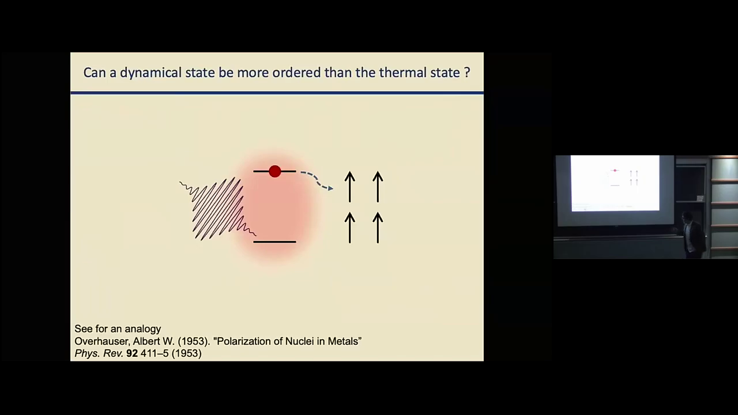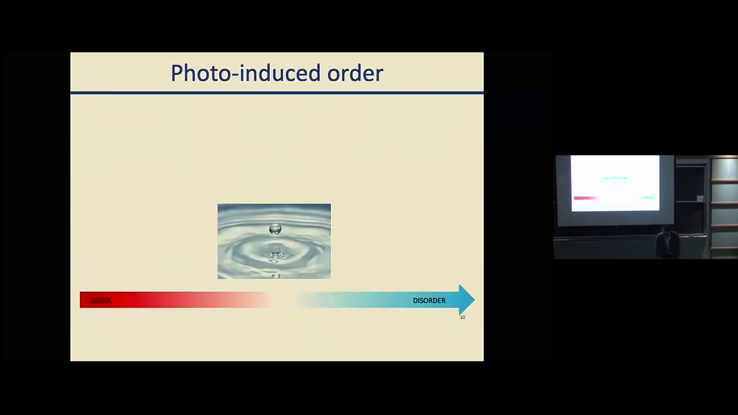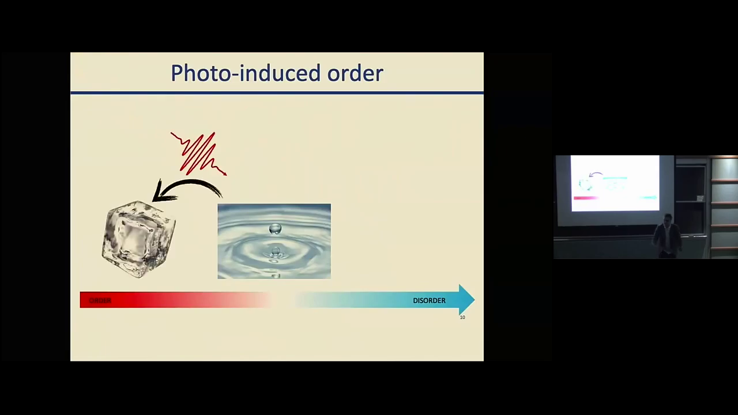One example of this is the Overhauser effect. There are NMR tricks where you can saturate one transition and order other things. So this is not something that we necessarily have to invent. What you really want to do is to take this glass of water, shine light on it, and make ice out of it. That's basically the story.